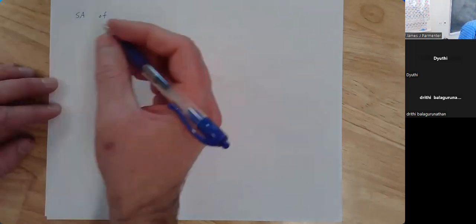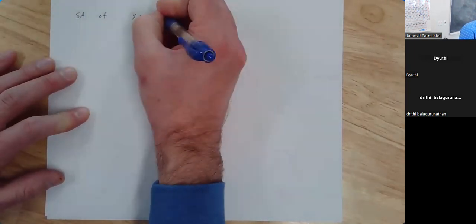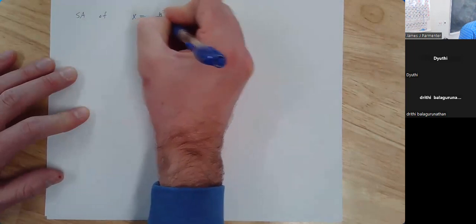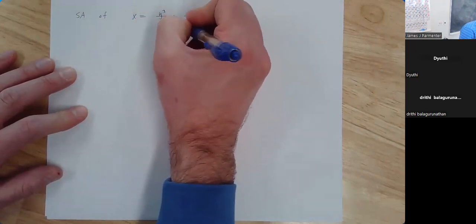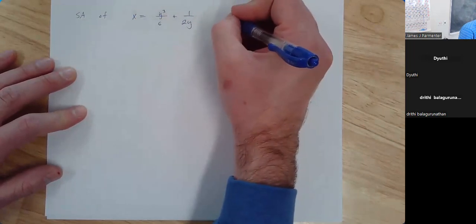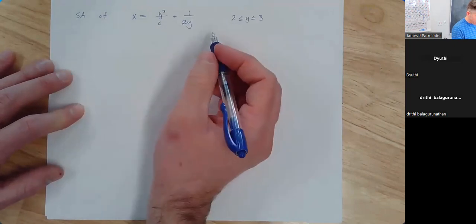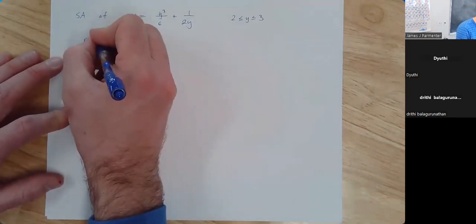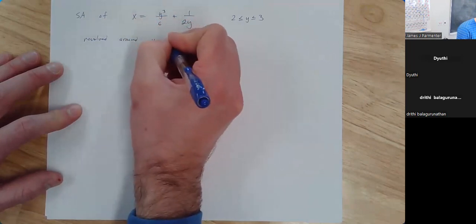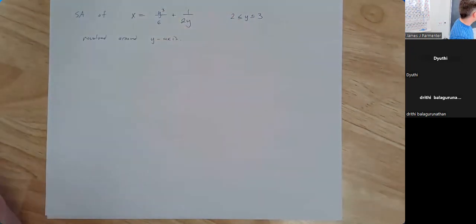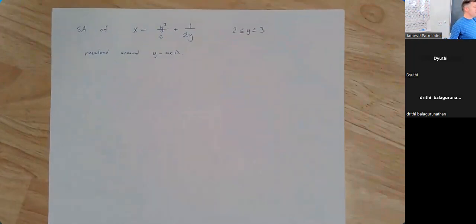Yes, okay. Let's say we've got x equal to y cubed over 6 plus 1 over 2y, from y between 2 and 3. Surface area of that revolved around the y-axis. Just because we know this type of thing, you just know the answer is gonna be a negative, right? Well, but the thing is, there's more to it this time.